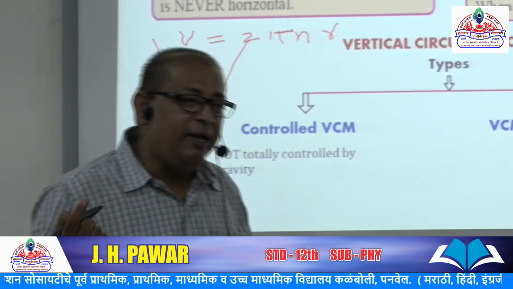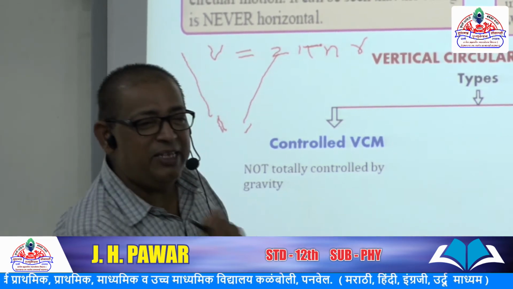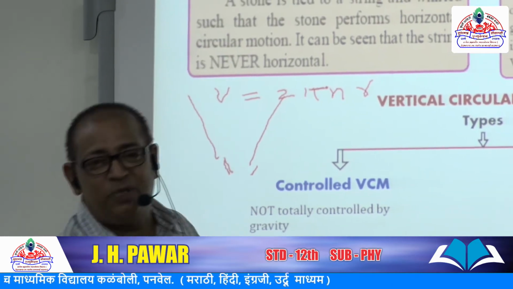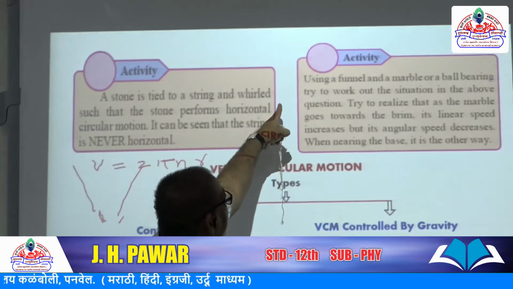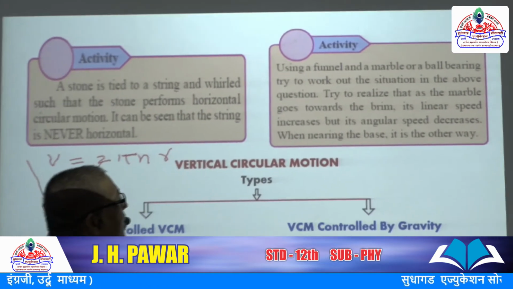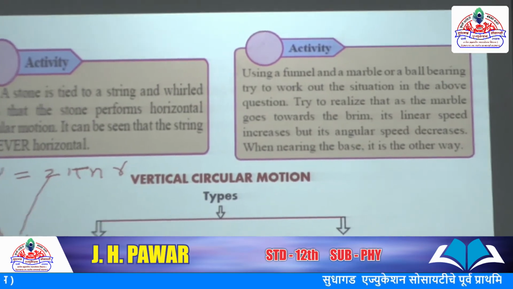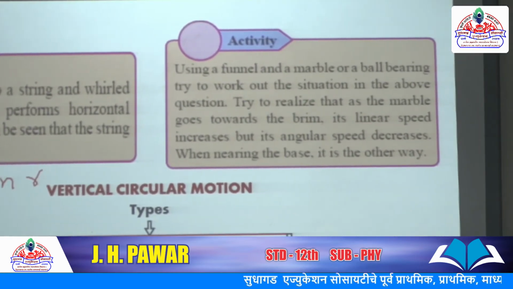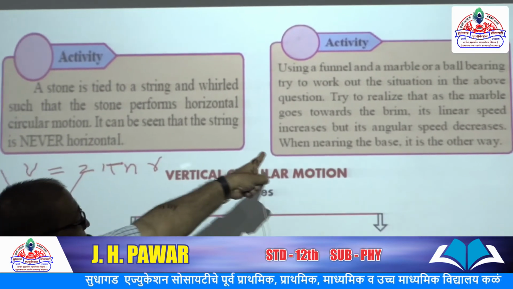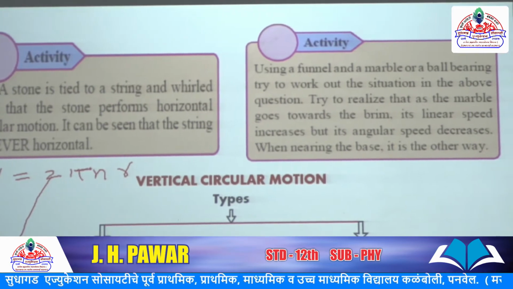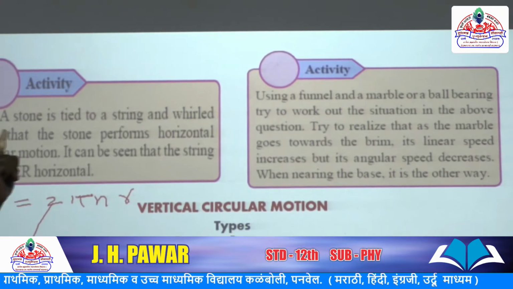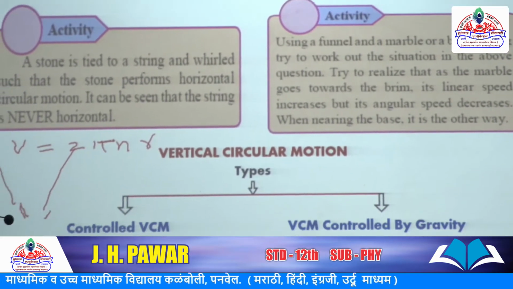But what can you say? Another way we consider is when this ball bearing or marble is moving in the upward direction. Observe that such an activity is suggested: using a funnel and marble or ball bearing, try to work out the situation in the above question. Try to realize that as the marble goes toward the brim, the upper edge, its linear speed increases. Why? No doubt r increases as it moves upward and upward, and as r increases, its linear speed increases.